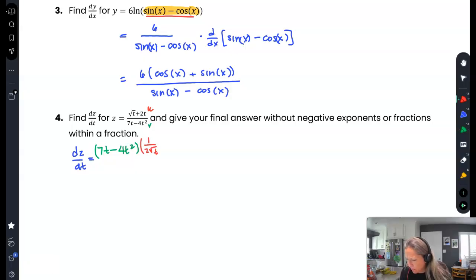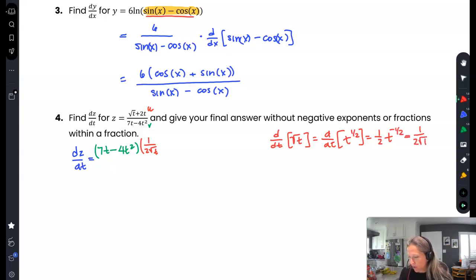We had a lot of people get this first derivative wrong. The derivative of the square root of t, right? This is t to the 1/2. That's a nice power rule. This should be a 1/2 t to the negative 1/2. I've talked about it in class.